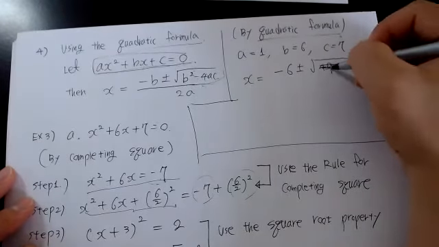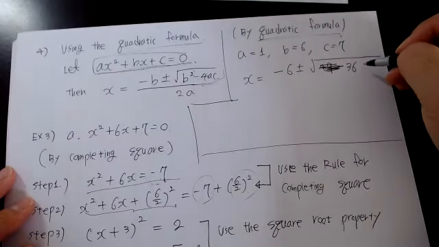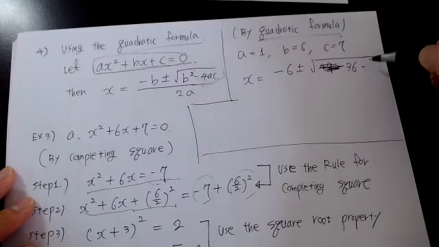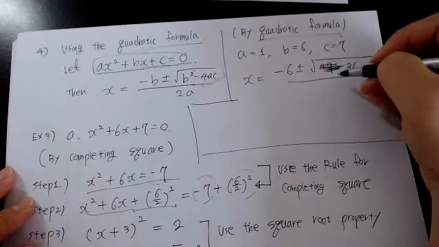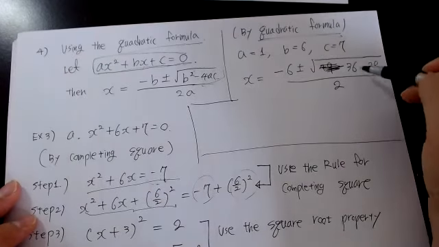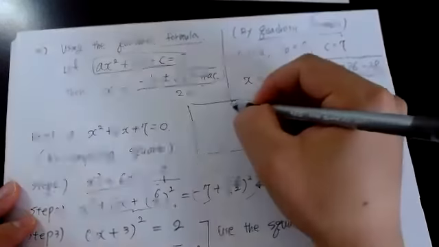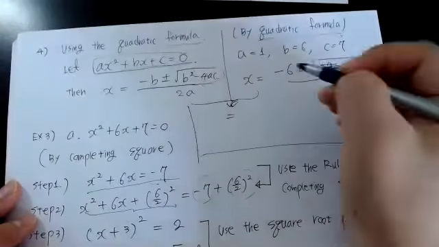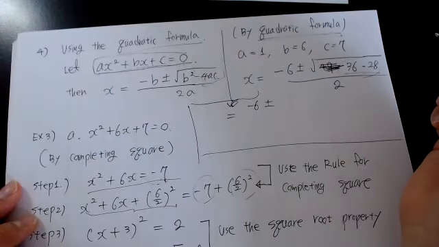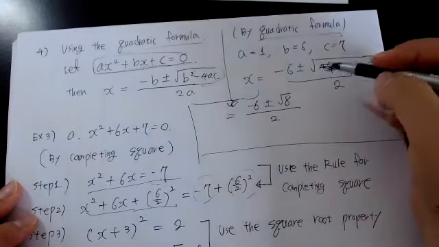I'm sorry, B squared is 36, right? Sorry. B squared minus 4 times A times C. So 4 times 1 times 7, 28, over 2 times A, which is 2, right? And then you simplify the quantity under the square root, okay? So that is equal to -6 plus minus square root of what? 8, right? Over 2, okay?